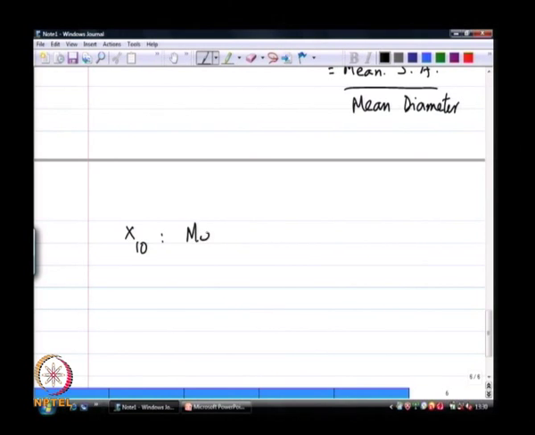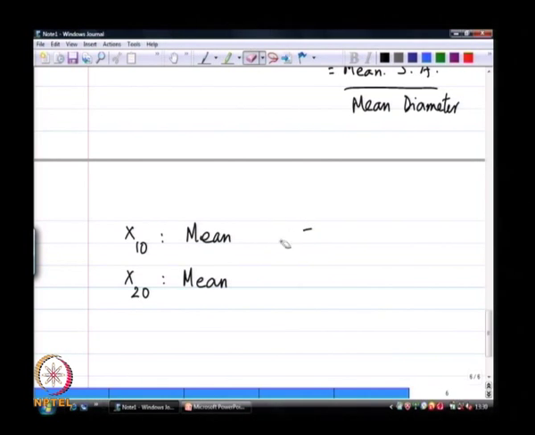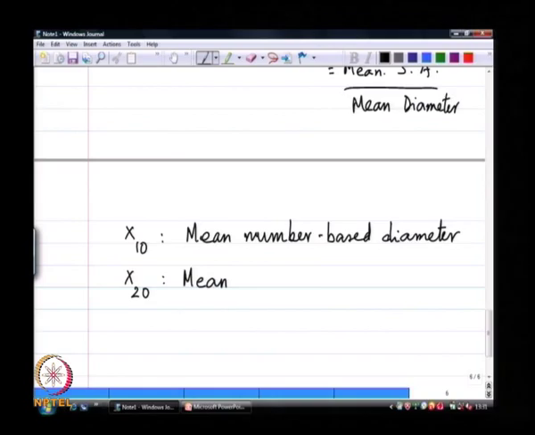X10 is the mean diameter. You can see that. X20, actually, let us be clear about this, I am sorry. We will say this is the mean, so just simply a number based diameter. Okay, because I am just doing an arithmetic average of all the drops, that is essentially what X10 is.